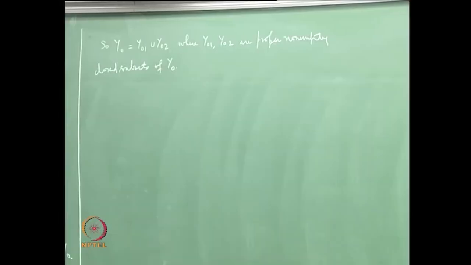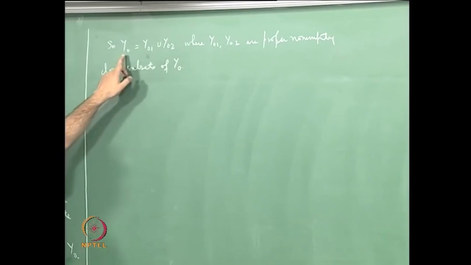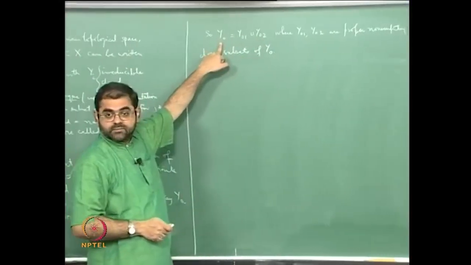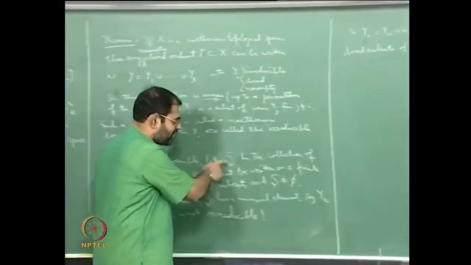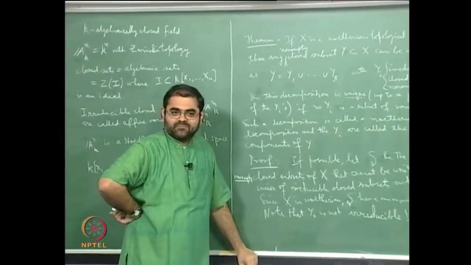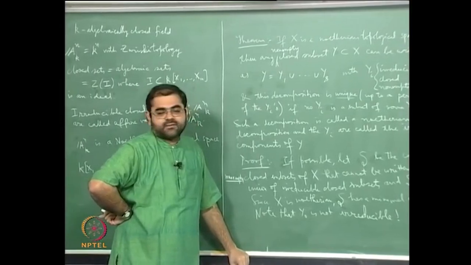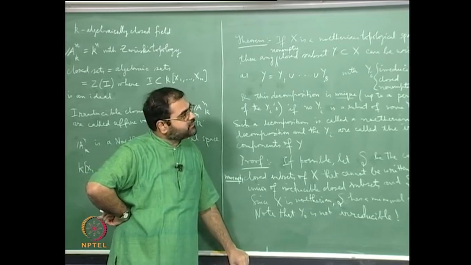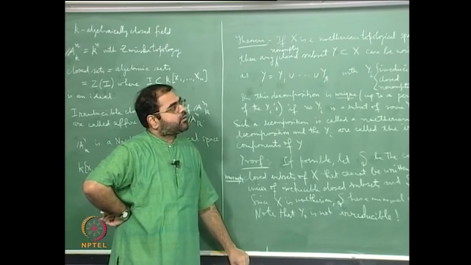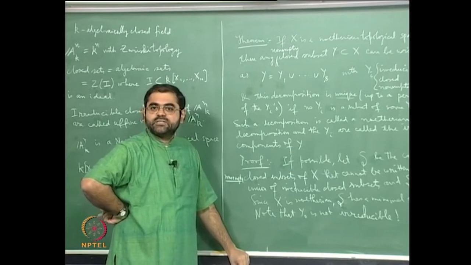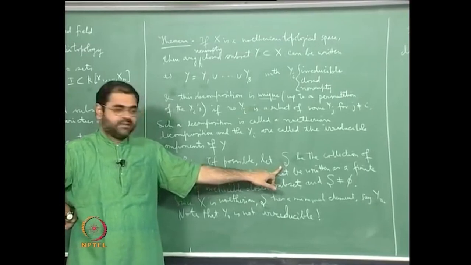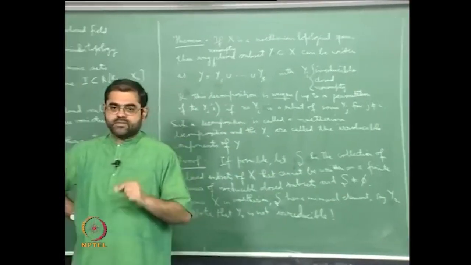But now watch, Y01 is a closed set which is smaller than Y naught, and Y02 is also smaller than Y naught. So Y01 and Y02 cannot belong to script S. Y01 is a proper subset of Y naught, and it's a non-empty closed set. And Y02 is also similarly a non-empty proper closed subset of Y naught. So these two closed subsets cannot belong to script S, because if they belong to script S, they will contradict the minimality of Y naught. Y naught is supposed to be the smallest.